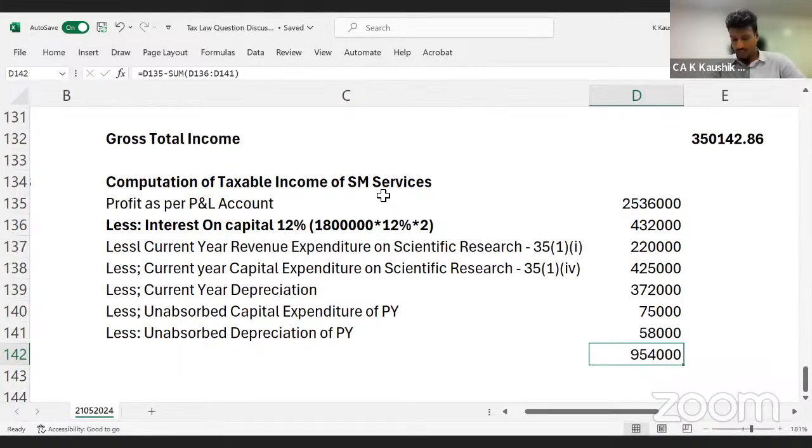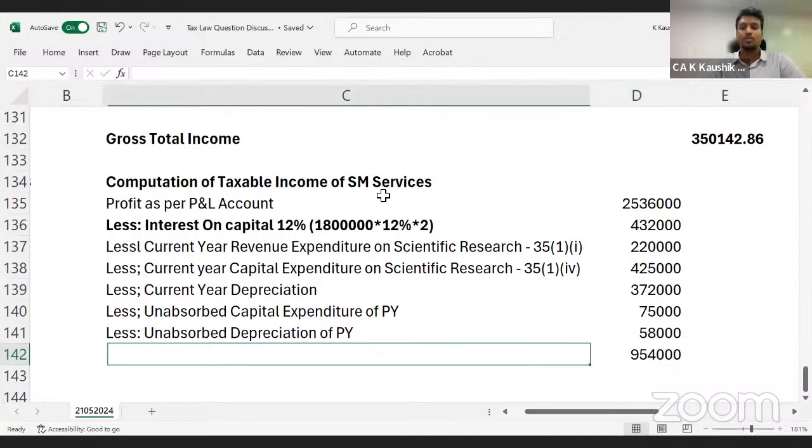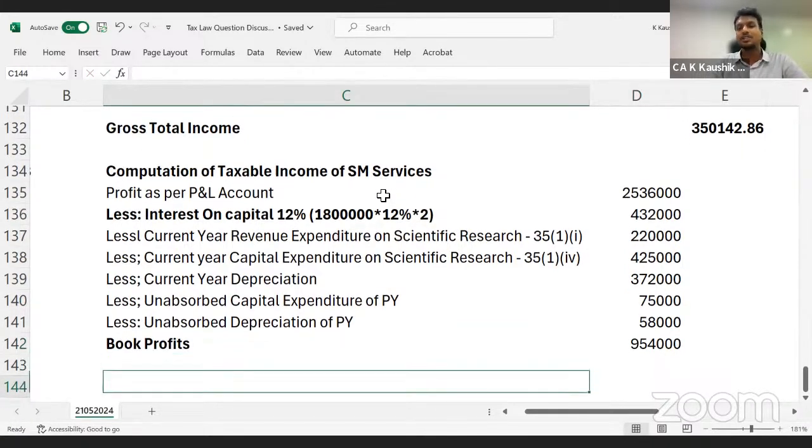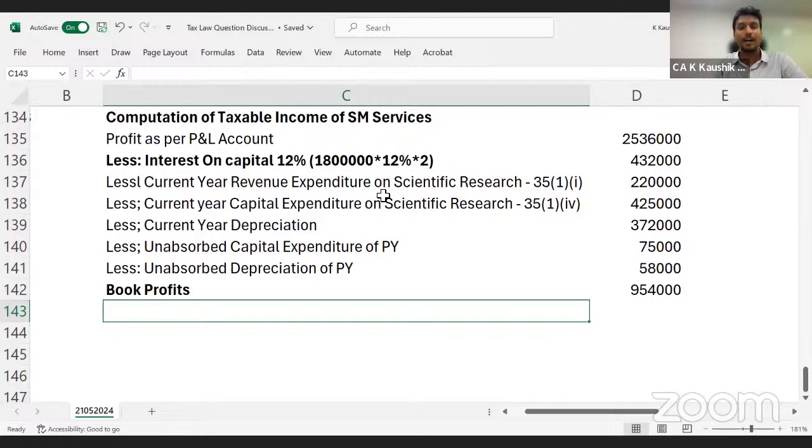That will give you 9,54,000. So this is called book profits. On these book profits, you're eligible for partner remuneration. What is the eligible partner remuneration under section 40B?